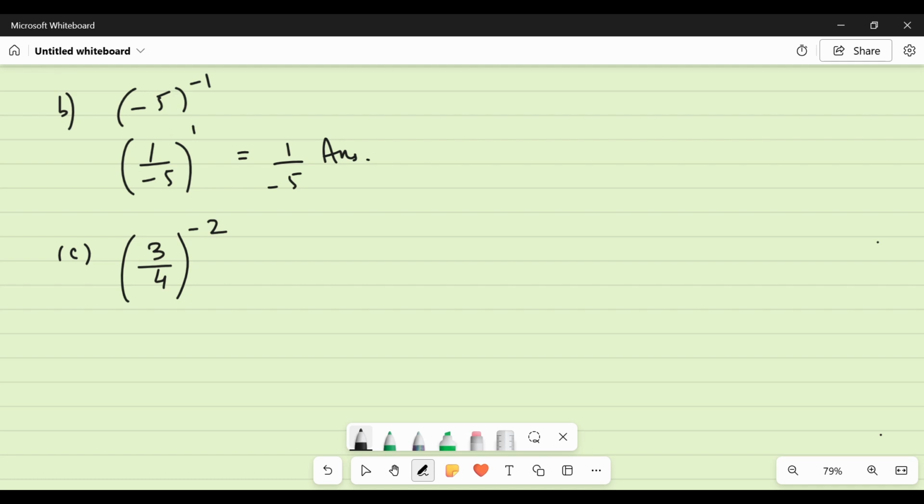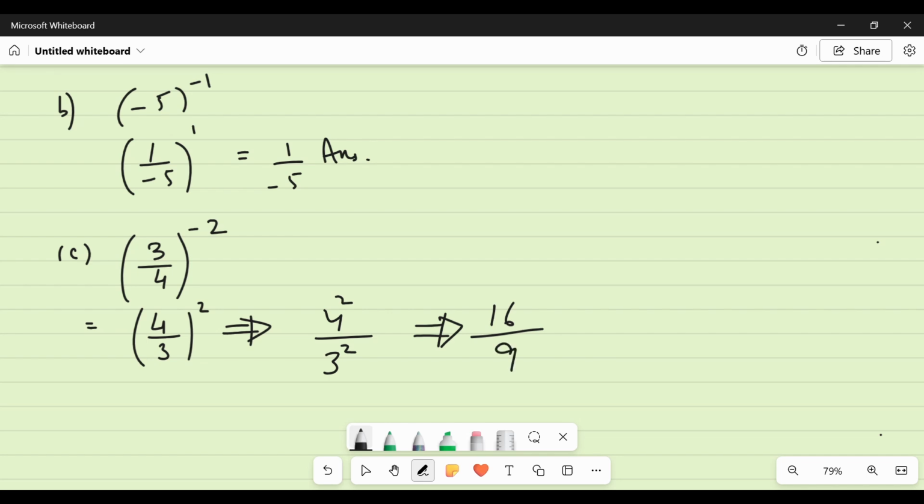In the previous two questions, we had only whole numbers, right? But here we have a fraction. So it's 3 over 4 now. When we reverse it, it becomes 4 over 3, so the power becomes positive. Then 4 to the power square and 3 to the power square. So your answer is, 4 fours are 16, over 3 threes are 9, right?